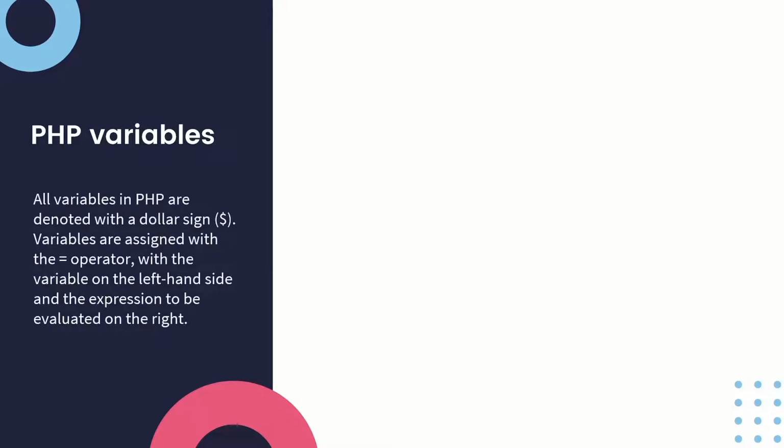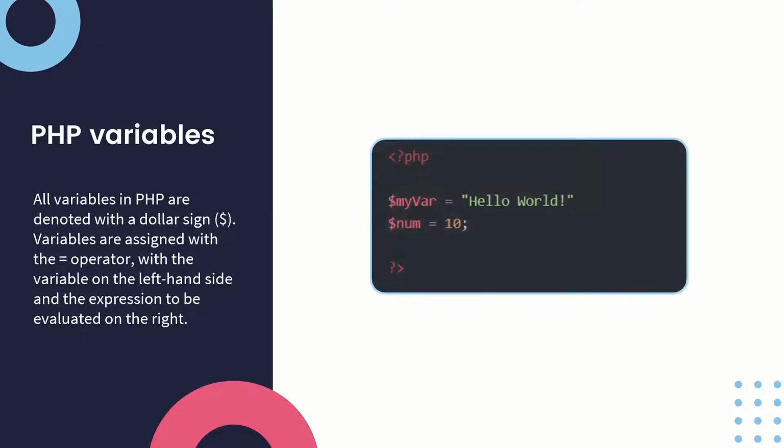So all variables in PHP are denoted with a $ sign. As mentioned previously, we first specify a $ sign followed by the name of the variable. Variables are assigned with the equal operator, much like in JavaScript, with the variable on the left-hand side and the expression to be evaluated on the right-hand side. Let's take a look at a quick example.